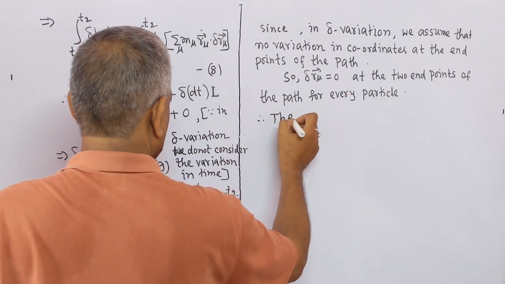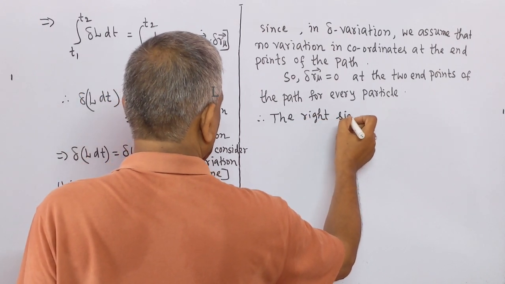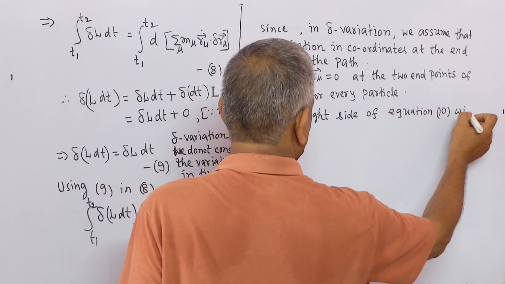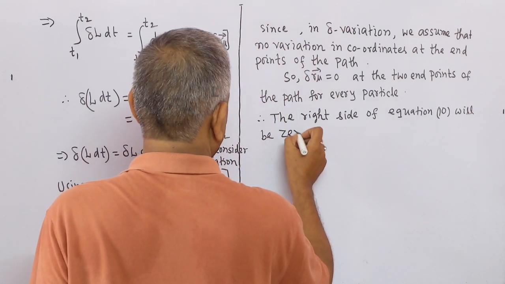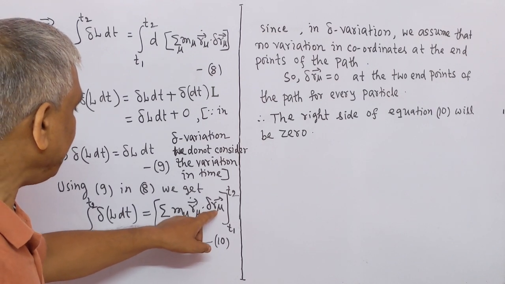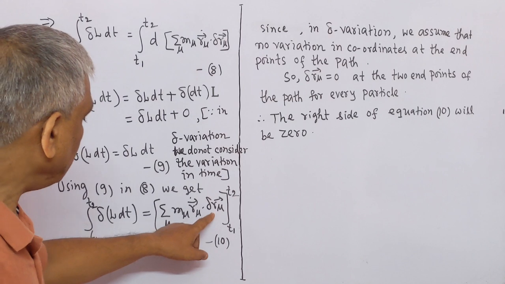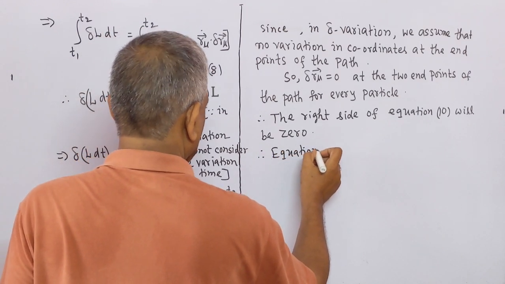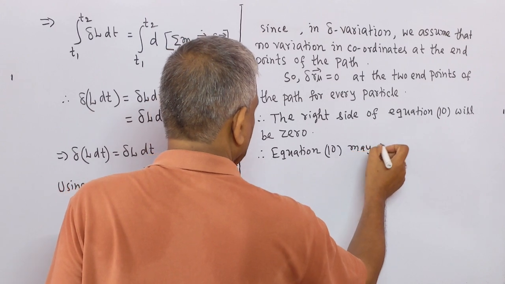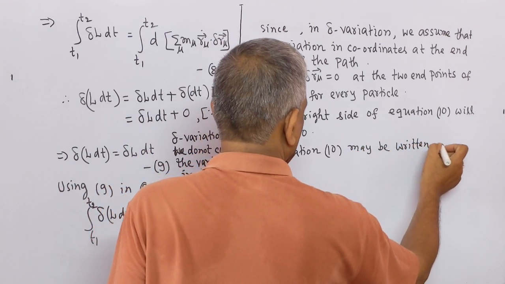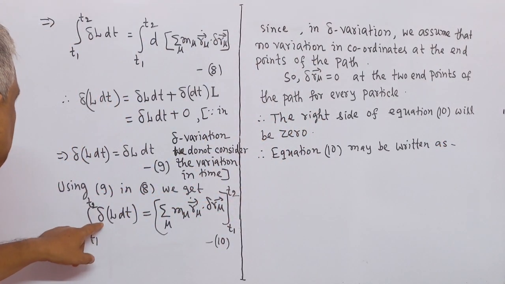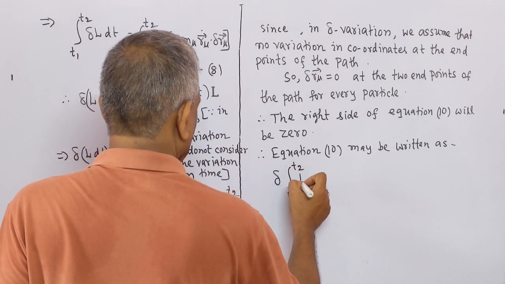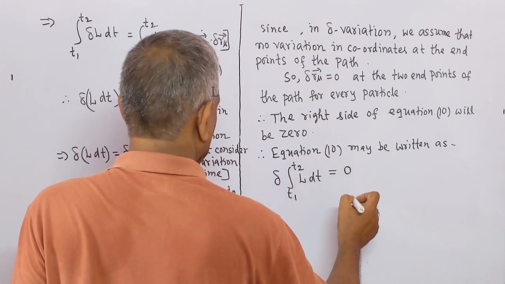Therefore the right side of equation 10 will be 0, because value of delta r_mu at t2 is 0 and value of delta r_mu at t1 equal to 0. Therefore equation 10 may be written as, here we may commute this delta with the integration, delta integration t1 to t2 L dt equal to 0. Proved.